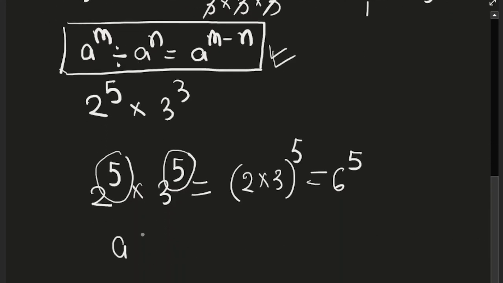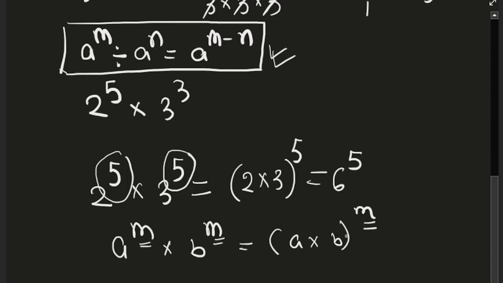A to the power of m multiplied by b to the power of m will be equal to a multiplied by b to the power of m. Means powers are same. Here also m, here also m. So in the answer also m power will be there. And the bases will be multiplied. A and b are multiplied here. This is also one formula.